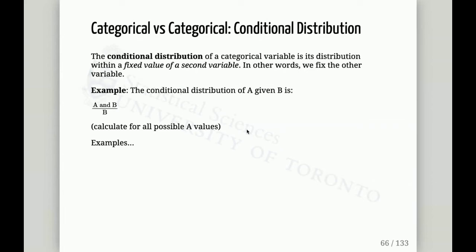Okay, and in addition to marginal distribution, there's also something called conditional distribution. Think of it as when you condition on something. A conditional distribution of a categorical variable is its distribution within a fixed value of a second variable. In other words, we fix the other variable. We hold it constant, we don't let it change.